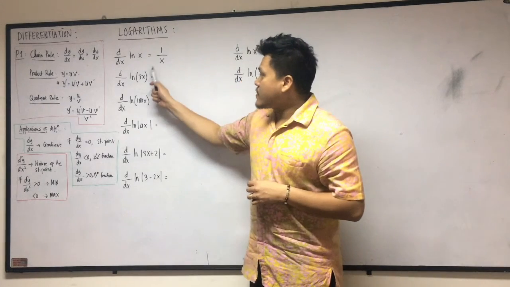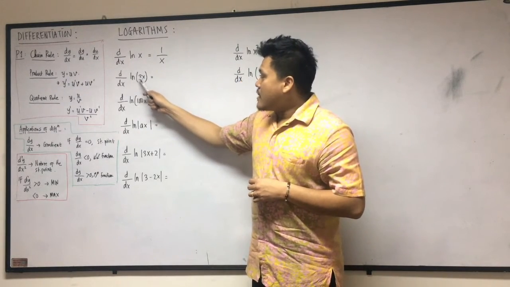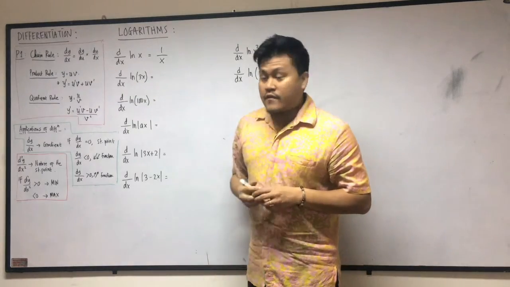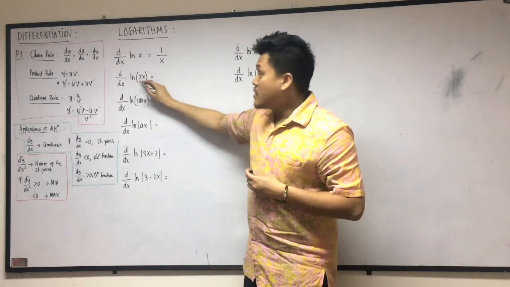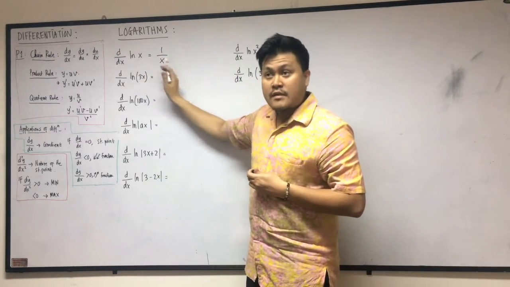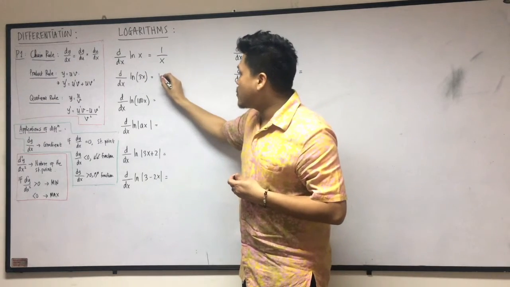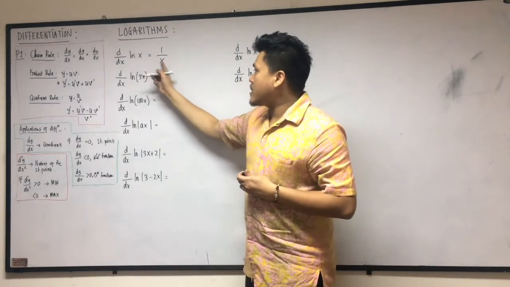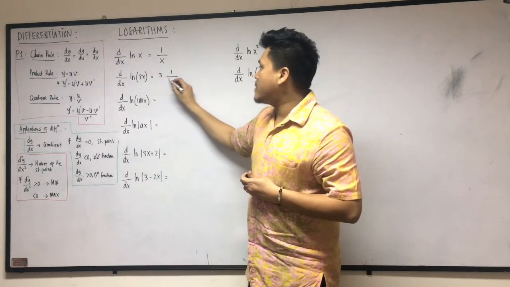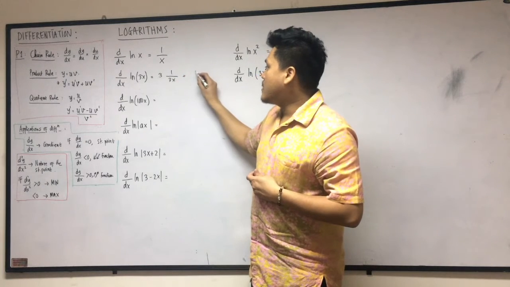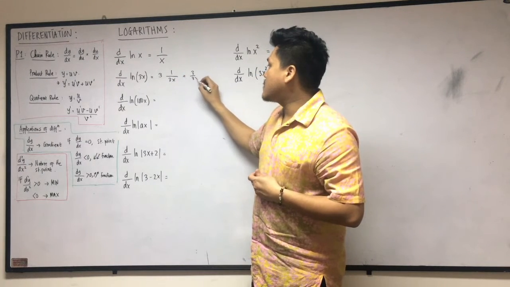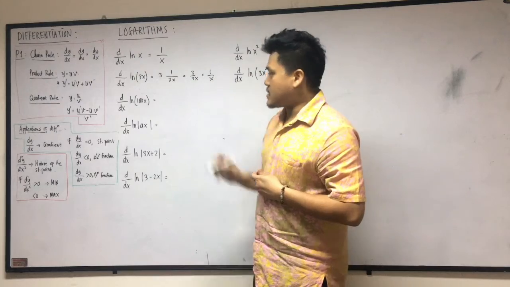Okay, so let's say, for example, the next example is ln of 3x. Find the derivative of that. To do this, you have to look at the inner function. The inner function is 3x. So you derive that first, giving you a 3. And then the outer function would be 1 over 3x. This will give you 3 over 3x, which is 1 over x.